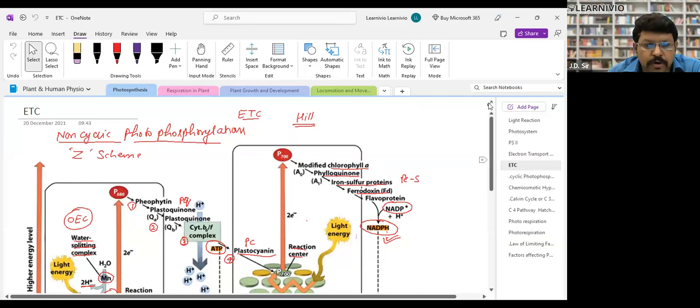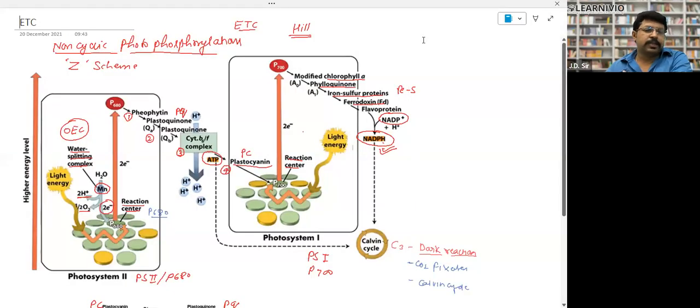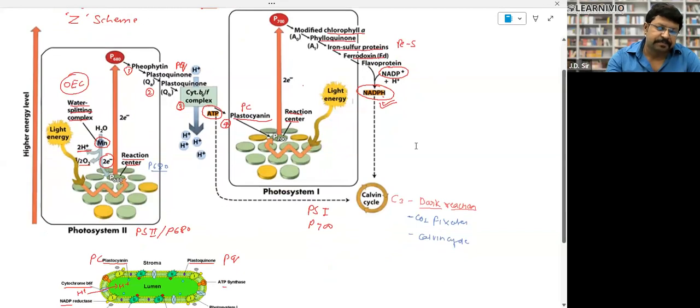First electron transport chain is the non-cyclic electron transport, and this is called photophosphorylation. What is basically photophosphorylation? The term denotes the formation of ATP. In a nutshell, photophosphorylation means formation of ATP, means production of energy. Okay, so this is the PS second.